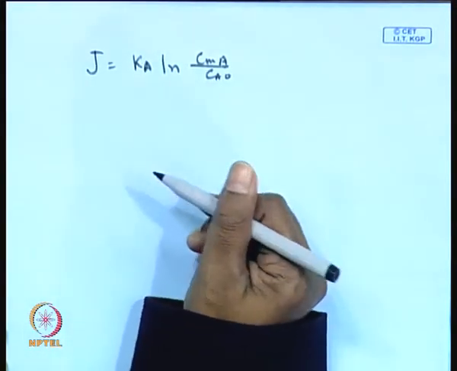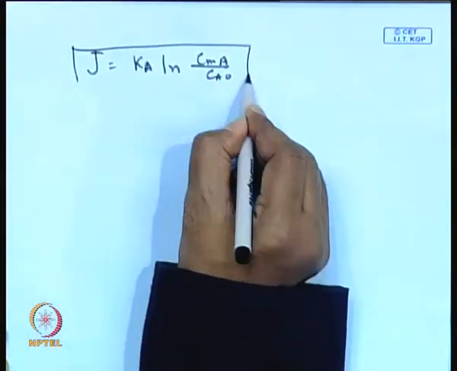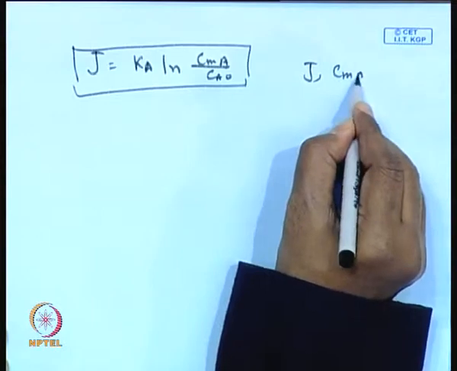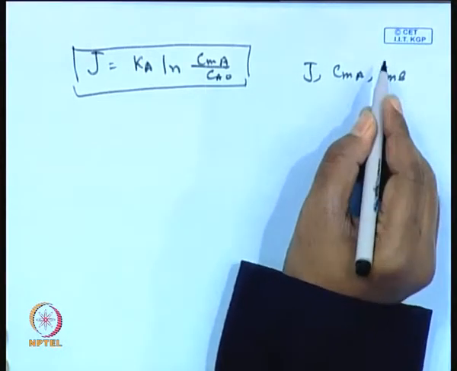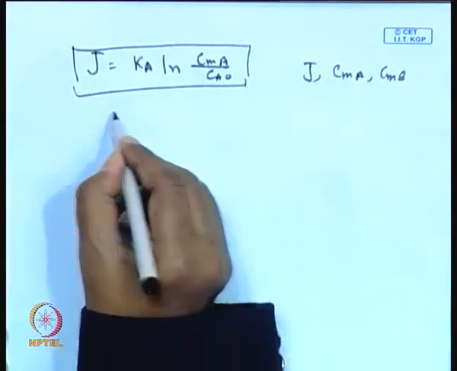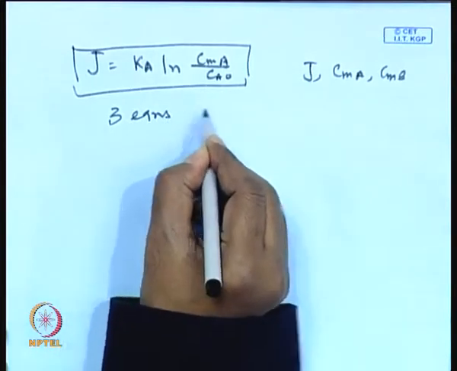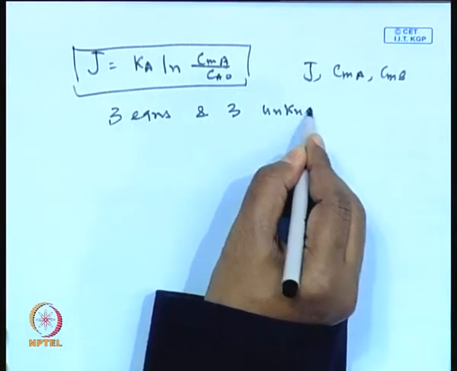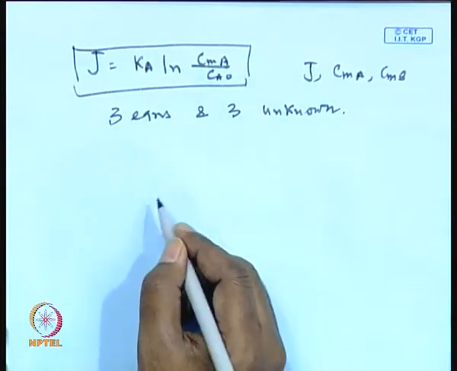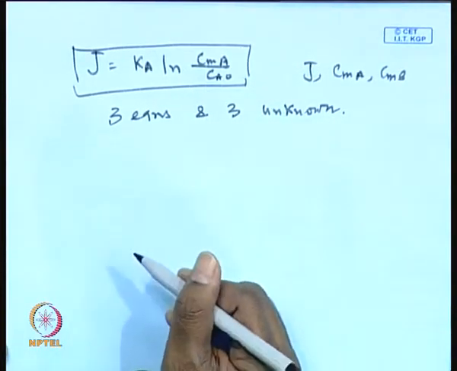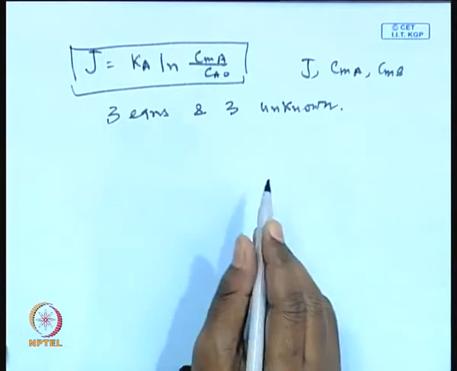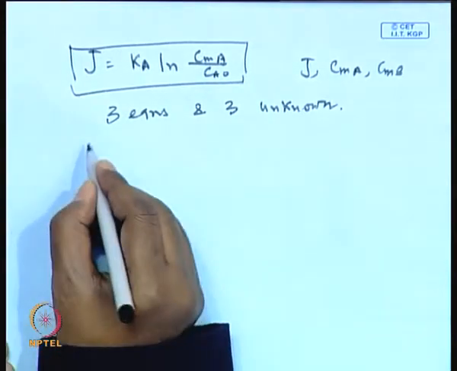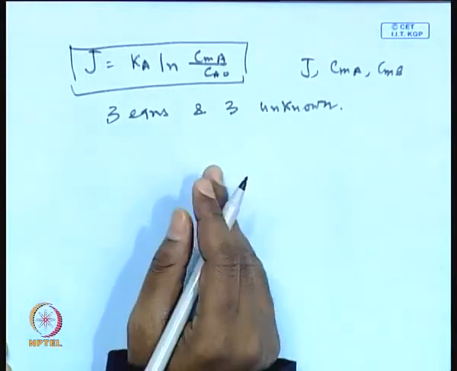So, this is the third equation. So, 3 unknowns, J, CMA, CMB, and you will be getting 3 equations. So, 3 equations, 3 unknown system. Therefore, it is a completely defined problem, and one can get the solution. So, you just use this relationship. There are several ways one can do.